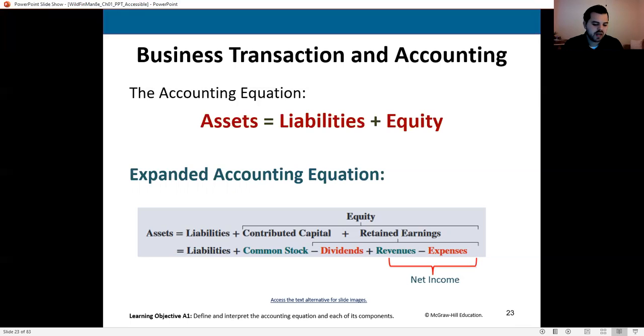Now you can see this expanded out a couple of different ways. Assets equals liabilities plus contributed capital plus retained earnings is another way to write this. And of course, the last piece here is assets equals liabilities plus common stock minus dividends plus revenues minus expenses. You'll notice revenues minus expenses gives us something called net income, which will be a feature throughout this course.